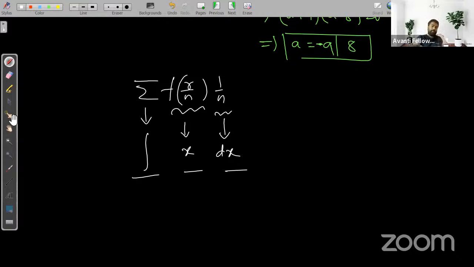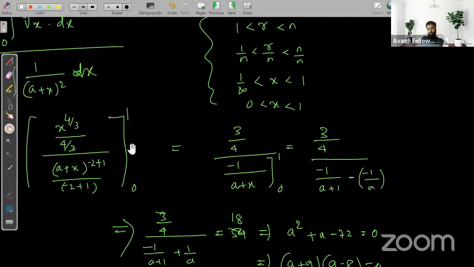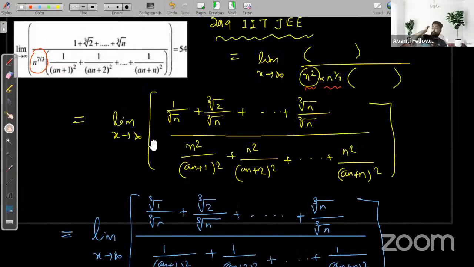Okay, clear? Clear everyone? Is there any doubt? You can ask. First what we did is, I am trying to bring the form of summation into r by n format, 1 by n format. That's what I am doing, nothing else.